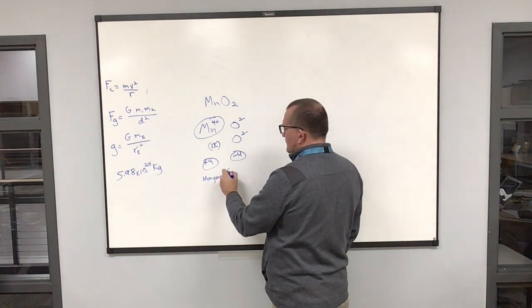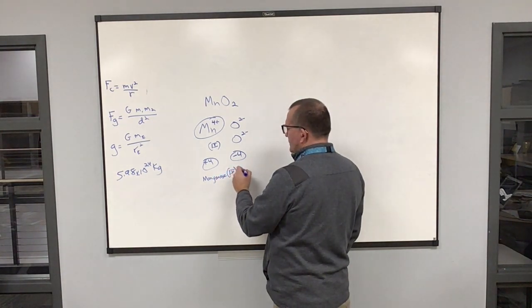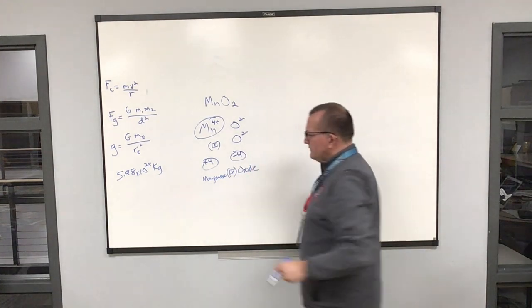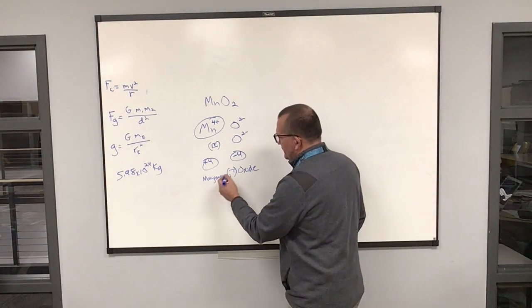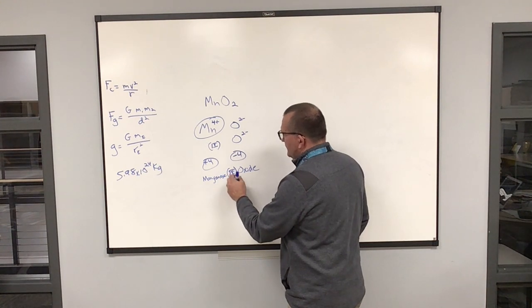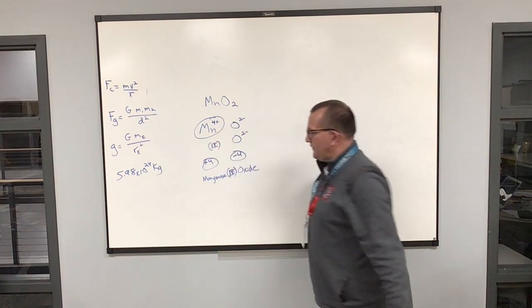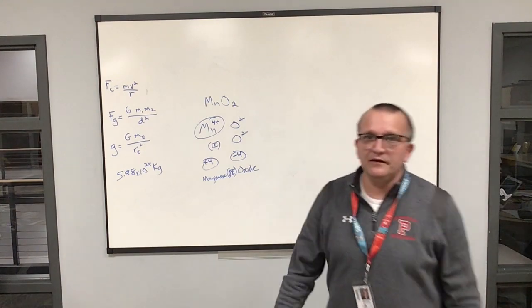Manganese 4 oxide. And that's the name. Again, the 4 IV, it's not written very well. Let me try it again. IV is the Roman numeral for the number 4, which is the positive charge on manganese in this case.